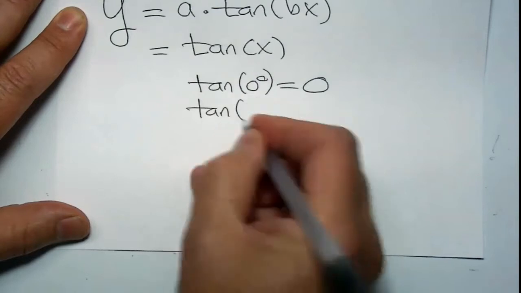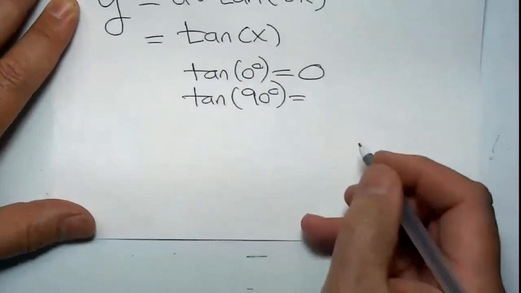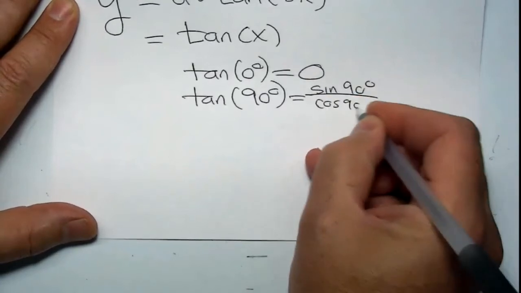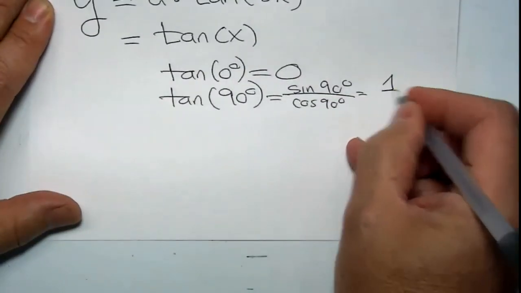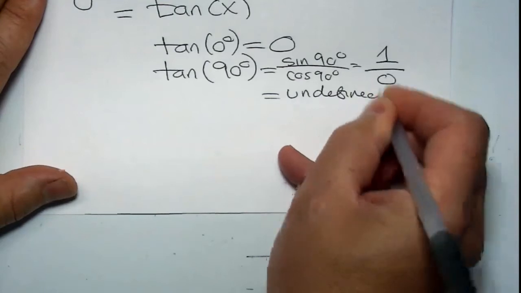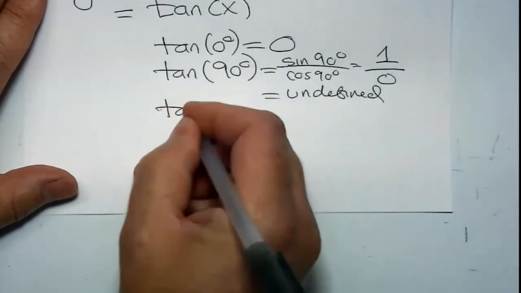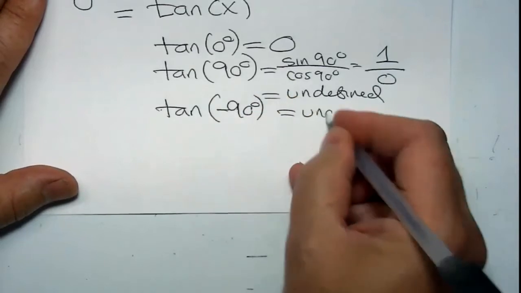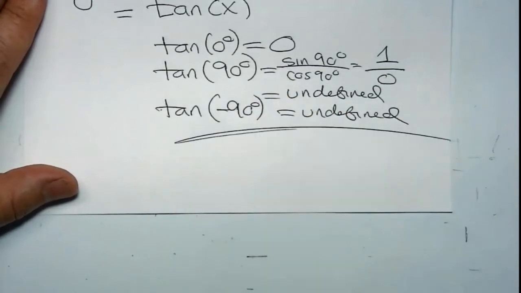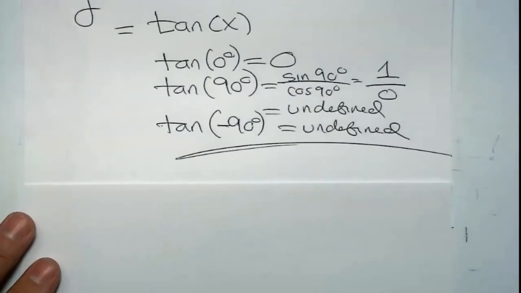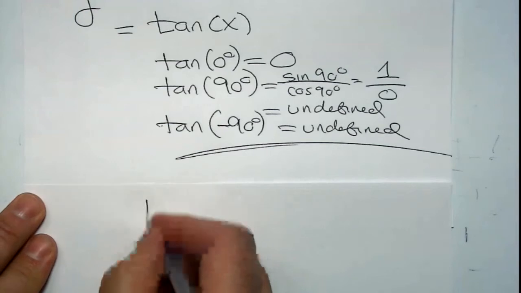The tangent of 90 degrees is the sine of 90 over the cosine of 90, but the sine of 90 is 1, and the cosine of 90 is 0, and that's not good. So the tangent of 90 is undefined. It's infinite, basically. And that's also true for the tangent of minus 90 degrees. We will also get undefined. So how do we represent the undefined portion of our tangent curve? It looks something like this.